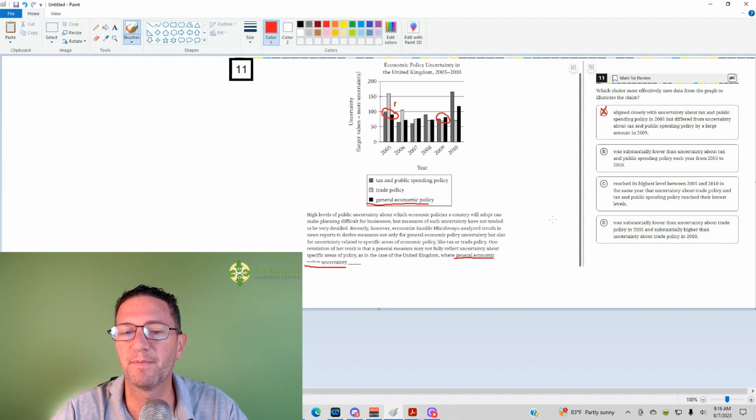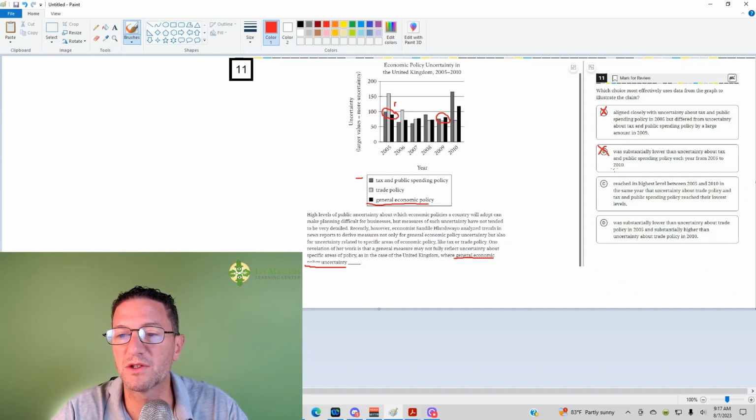Answer choice B. General economic policy was substantially lower than uncertainty about tax and public spending policy from 2005 to 2010. So is general lower than tax and spending? And tax and spending is, again, the gray box. 2005, it's a little bit lower. 2006, general economic policy uncertainty is actually higher. B is gone.